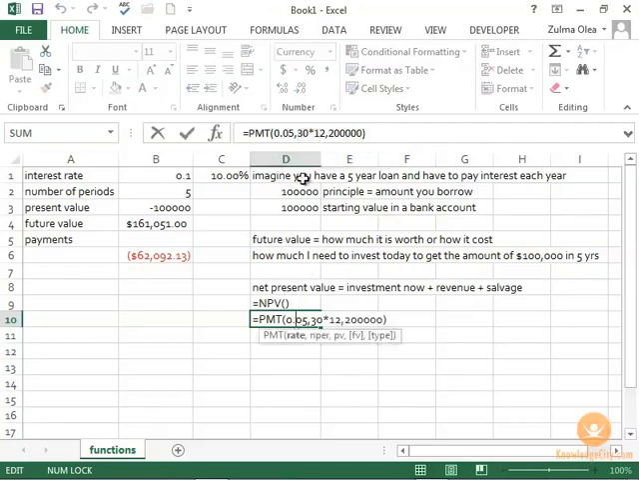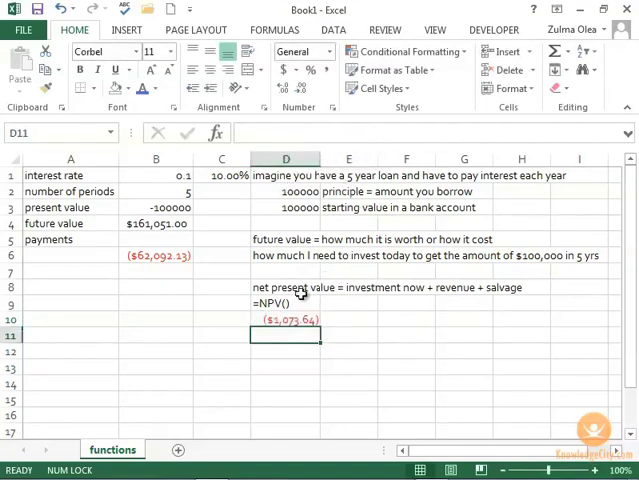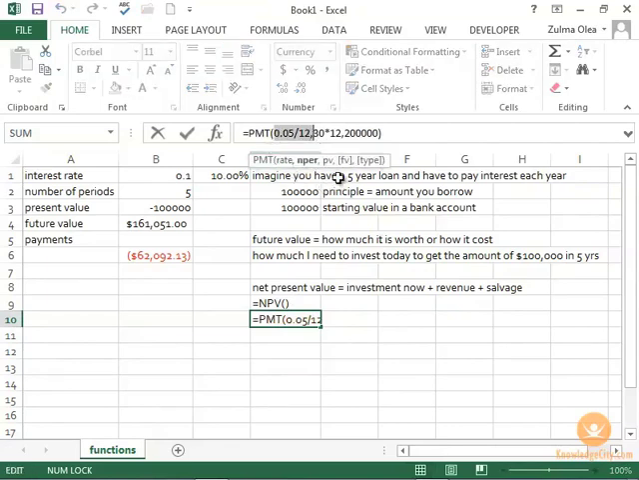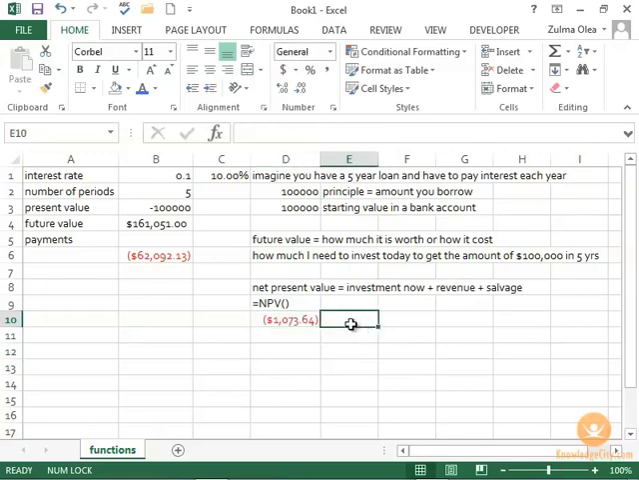Here's another thing I need to do. Notice I put 5%. That's your annual rate. I have to divide that by 12 because I have monthly payments. So when you have monthly payments, you take the annual interest rate and divide by 12. You multiply the number of periods by 12. What that tells me is my mortgage payment for that mortgage each month.